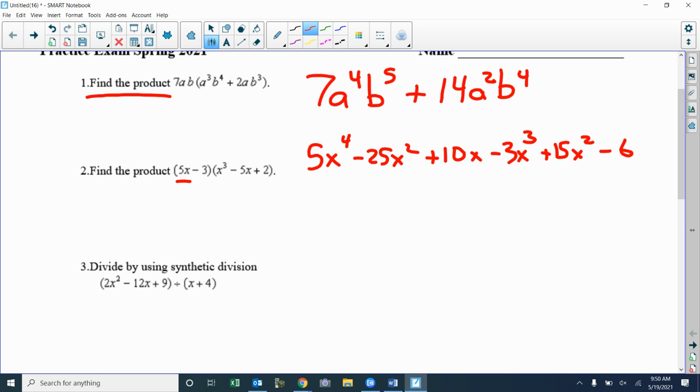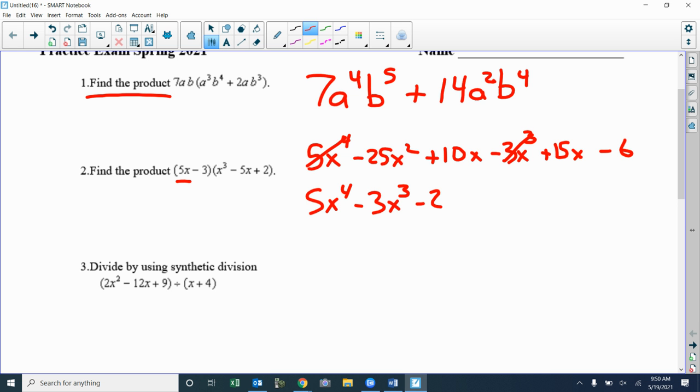I would assume I'd put this in standard form for the answer, so we'll do that. There's our 5x to the 4th, minus 3x to the 3rd. We'll combine that to -25 and 15. Is that both x squared? I feel like it shouldn't be, but I messed one of them up. The 15 should be x, right? Yeah. Okay, so that's right. It looked like something was wrong there.